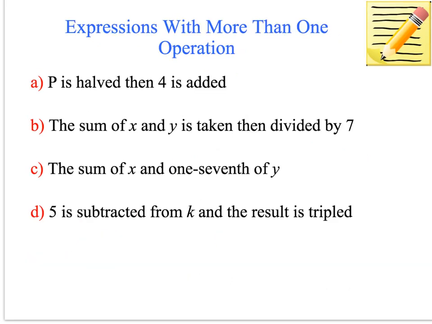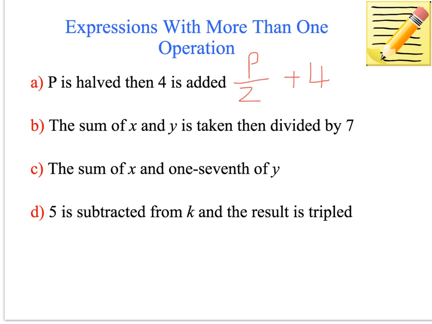Okay, so now we might have expressions with more than one operation. So you might need to add and divide, or subtract and multiply, something like that. So I'm going to give you some examples of how you would do this. So this one, P is halved, then 4 is added. So we have P, and we divide it by 2, then we add 4. That would be what we would write down.